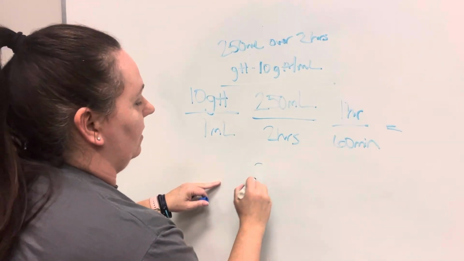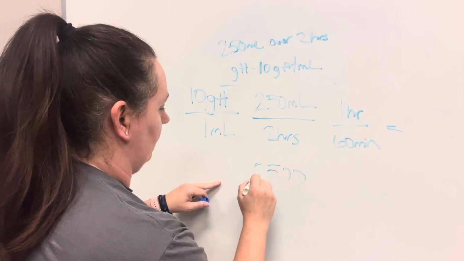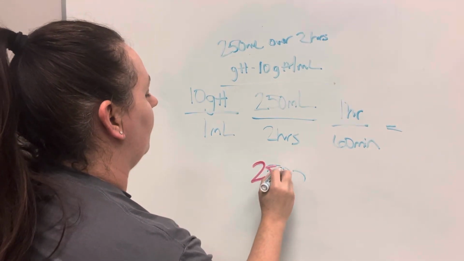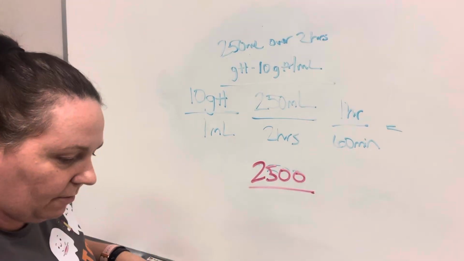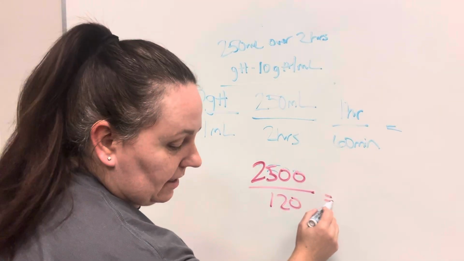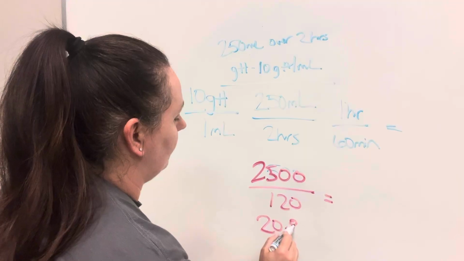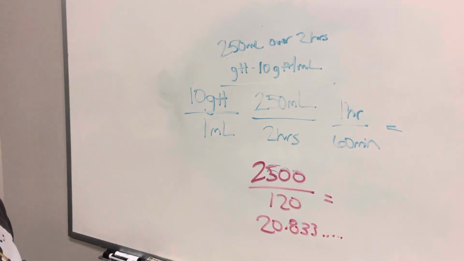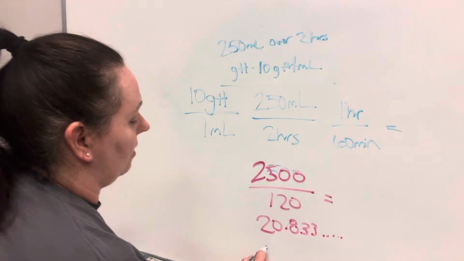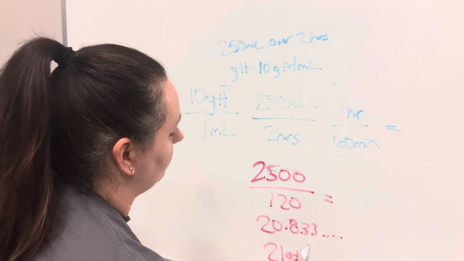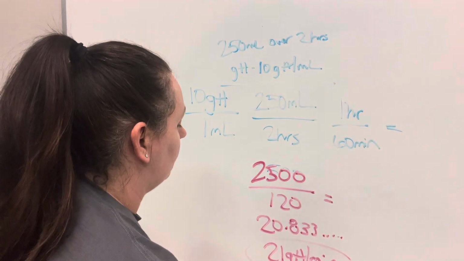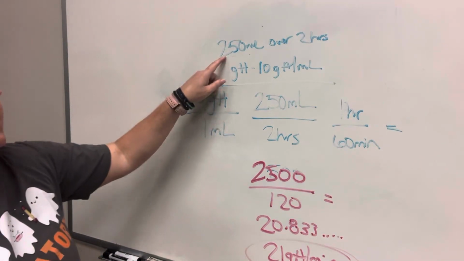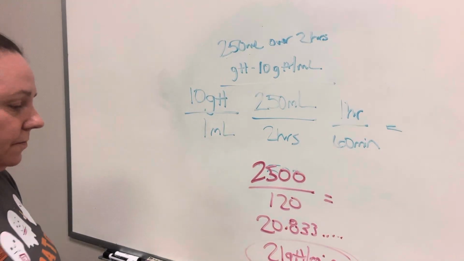And that's going to be 2,500 over, what, 120? 120 equals 20.8333. Remember, drops, you can't give half a drop or a quarter of a drop. So you're just going to round this to the nearest whole number. So you're going to give 21 drops per minute. That's what you're going to count in that tubing to make sure that you're giving 250 milliliters over 2 hours. We got that?